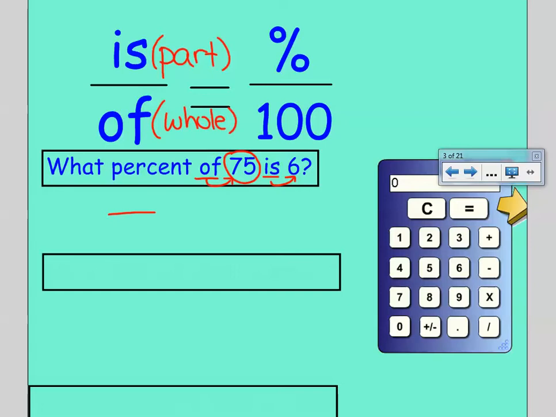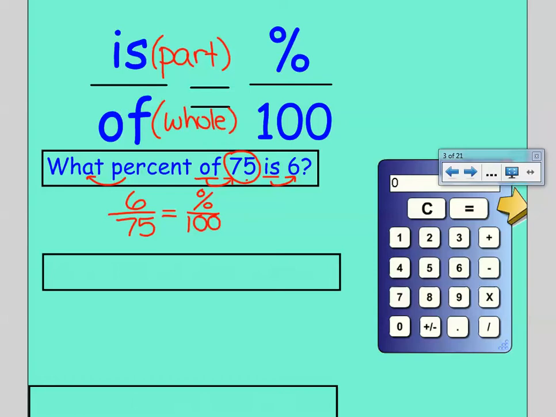So what I'm going to do is, since I have is in my numerator, is matches with the number 6 because that's what 6 is closest to. So I would substitute in 6 where the word is. So is tells me what number to put in that spot. In my denominator, I have the word of. Well, 75 matches up with the word of according to my problem, so I'm going to put 75 in the bottom. Now, I don't have a percent. In fact, the word what is next to the word percent, so percent is what I do not know. So I'm going to leave that blank, and then I always know the number 100. So this is how I would write my proportion in order to solve it.